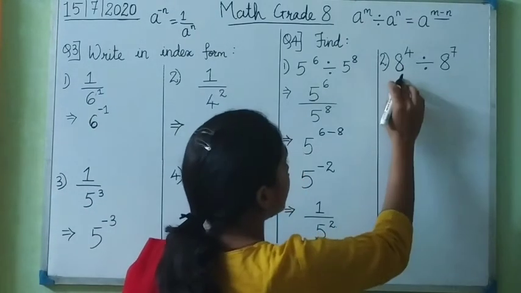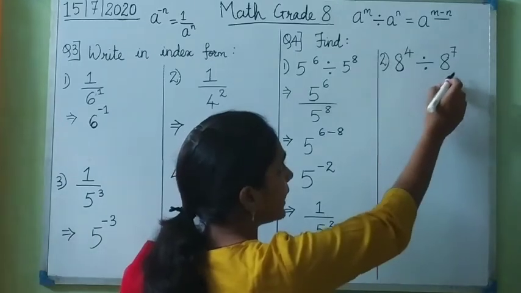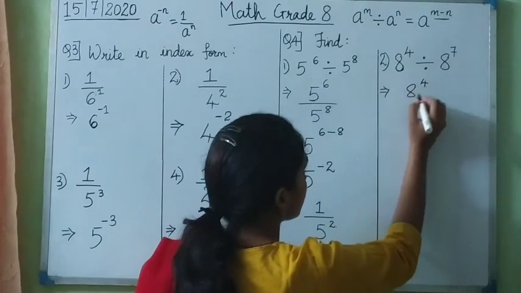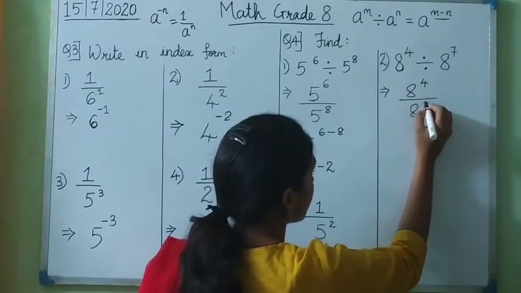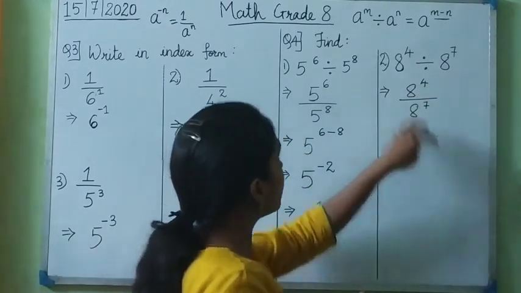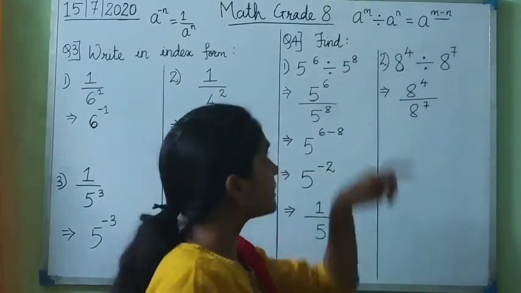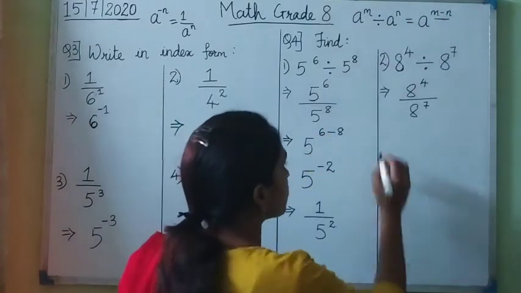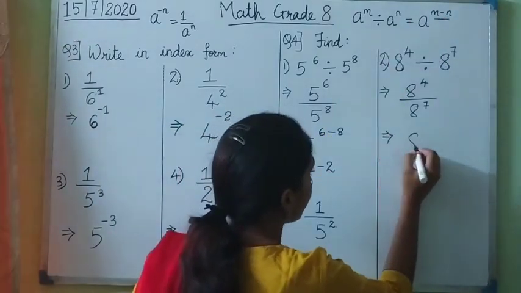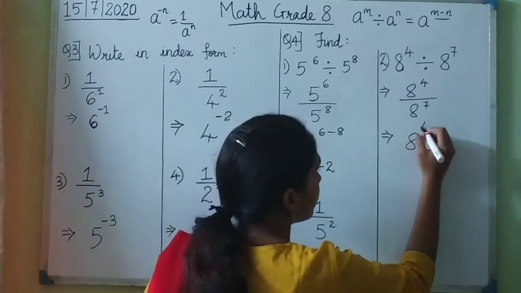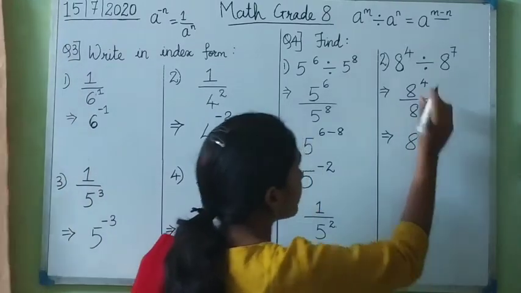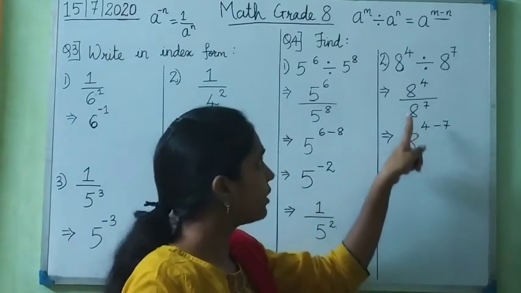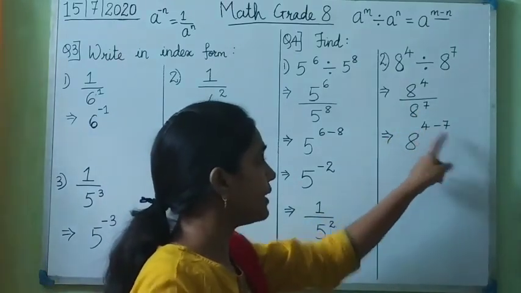The second example is 8 raised to the power 4 divided by 8 raised to the power 7. So first I write it as 8 raised to the power 4 divided by 8 raised to the power 7. Now similarly, according to the second law of indices, if two numbers are divided, then we subtract their powers, right? So here also we will subtract their powers with the same base 8. We write 4 minus 7. Why? Because 4 is the power of the numerator and 7 is the power of the denominator.